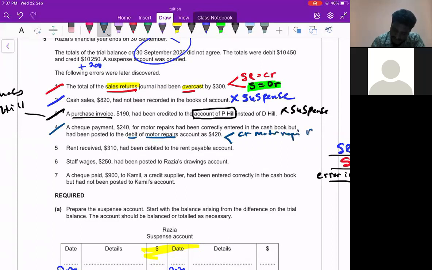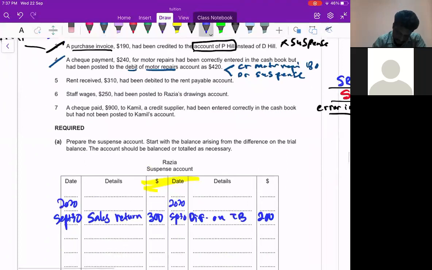If you minus the expenses, you credit the motor repair 180. And debit what? Debit the suspense, because your cash book is correct. One correct, one wrong, there will be a suspense account. In the suspense account, 180 motor repairs. You understand now? Okay, number 4.